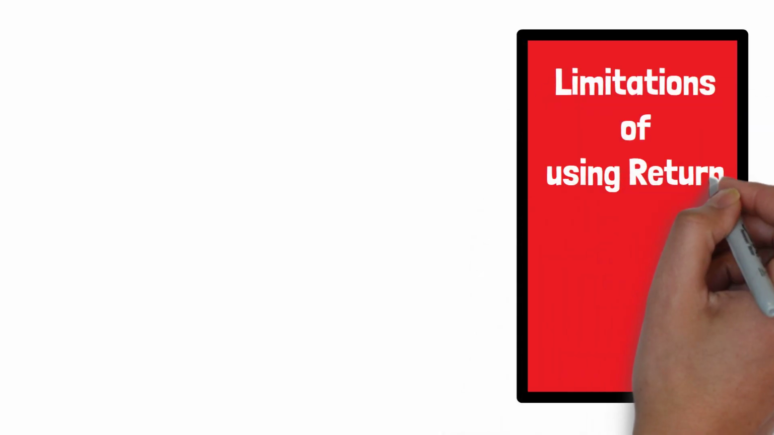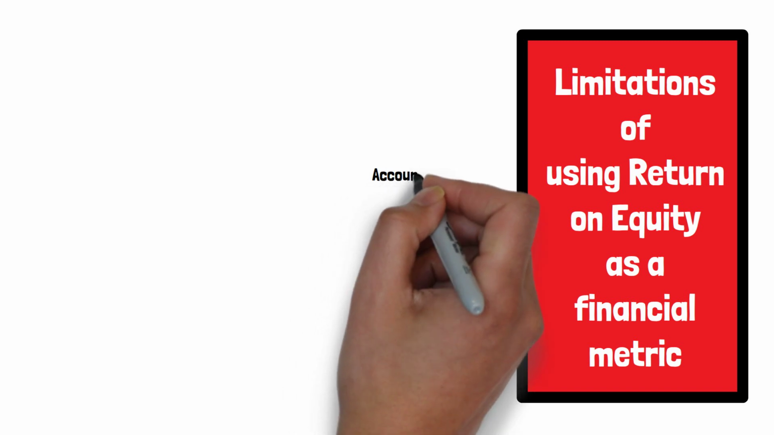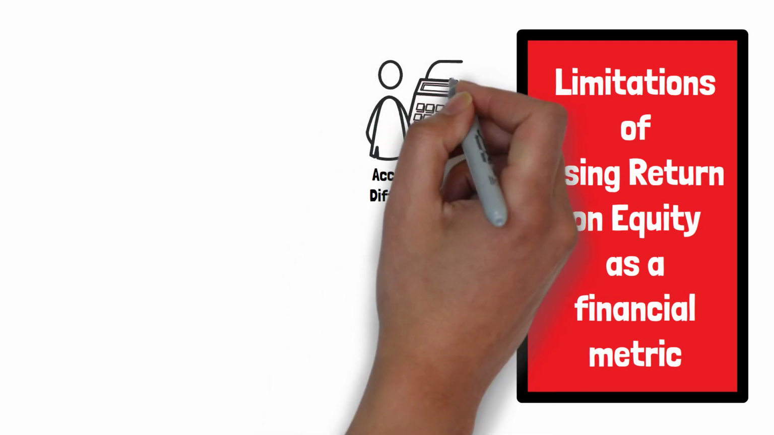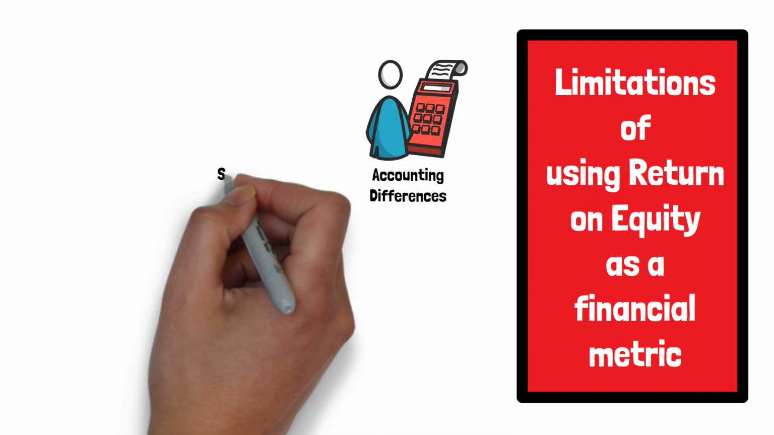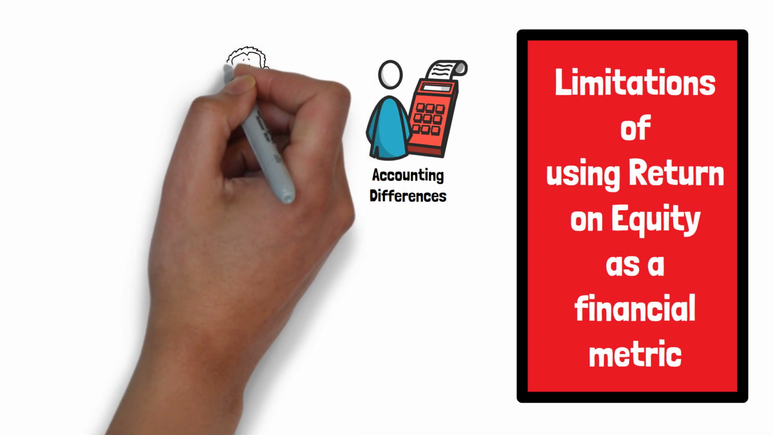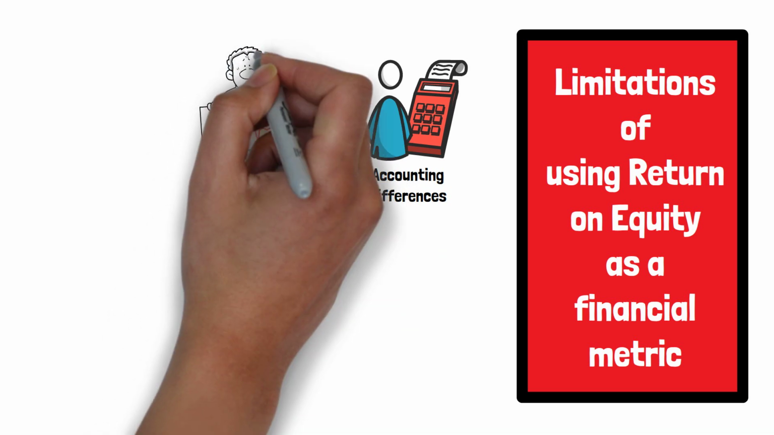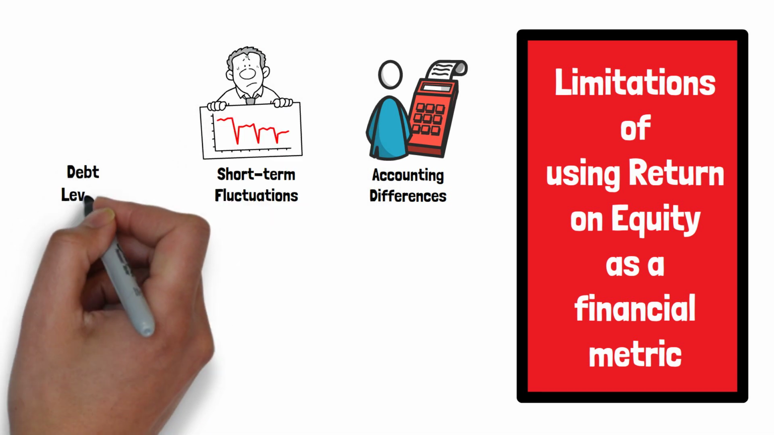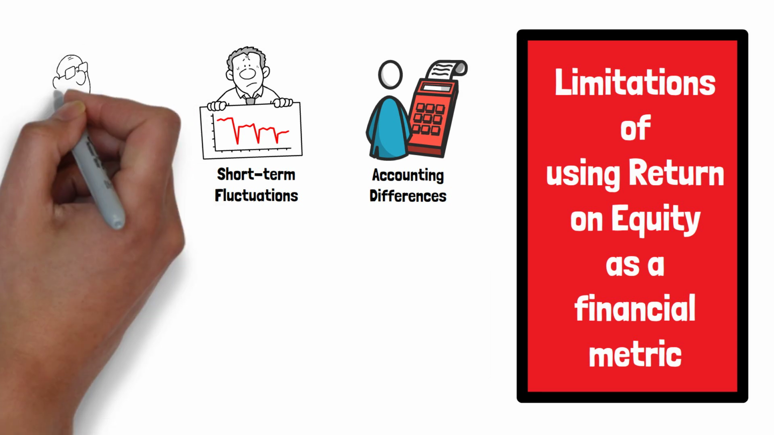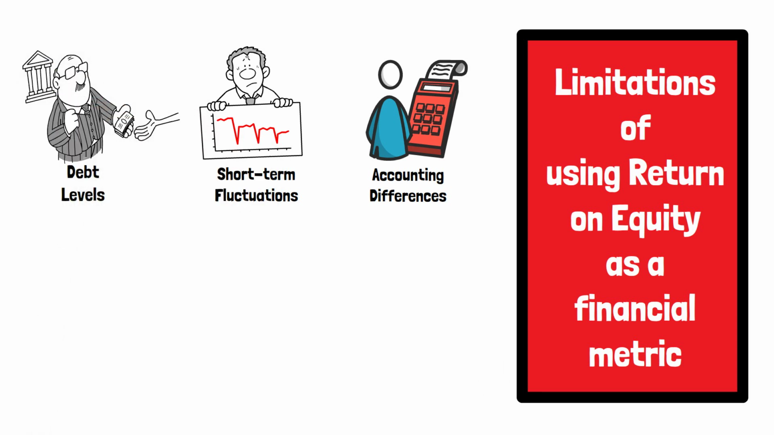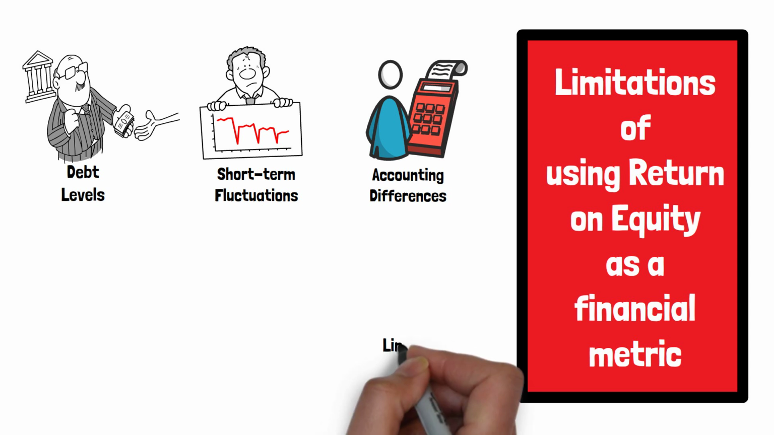Let's see what are the limitations of using return on equity as a financial metric. Accounting differences. ROE can be influenced by different accounting methods used by companies, making it difficult to compare ROE across different firms. Short-term fluctuations. ROE can be affected by short-term fluctuations in earnings and equity, making it less useful for evaluating a company's long-term performance. Debt levels. High levels of debt can increase ROE, but may also increase financial risk. ROE does not take into account a company's debt levels and its impact on profitability.